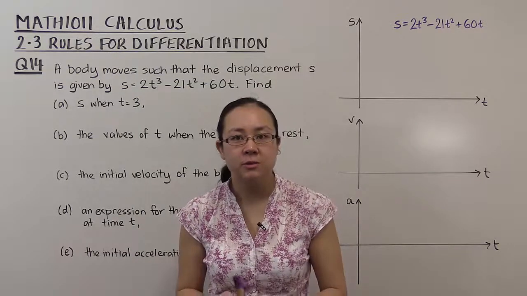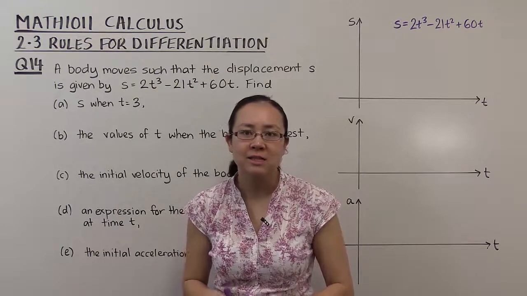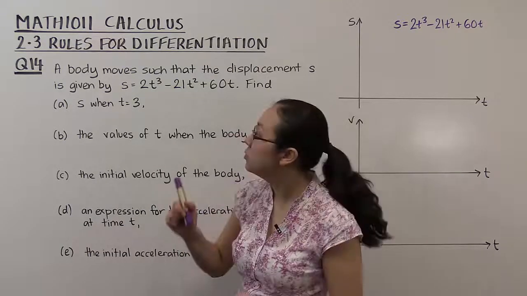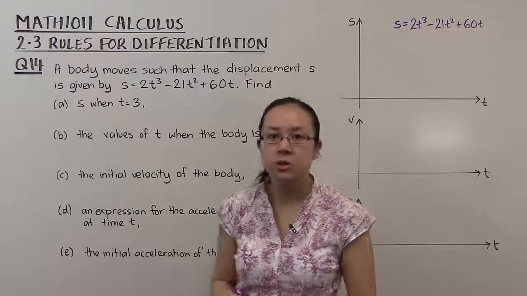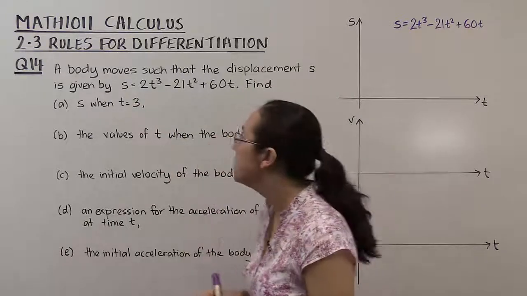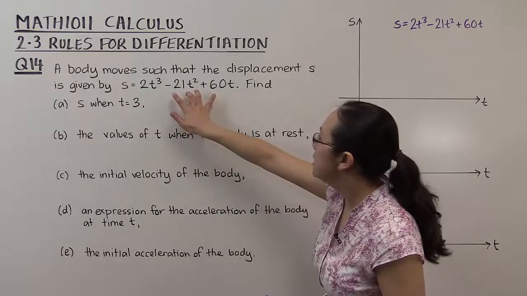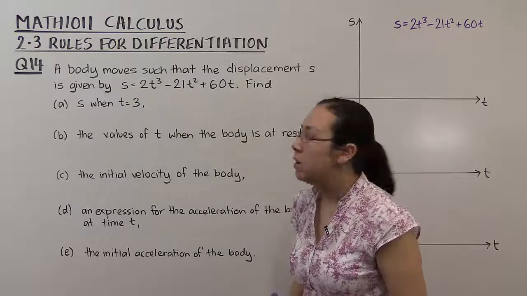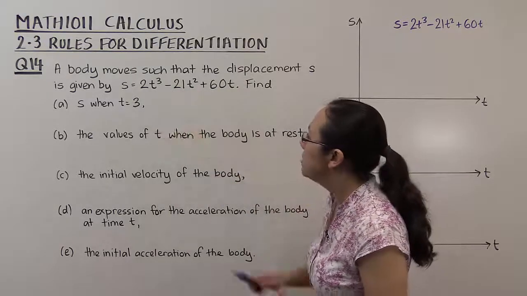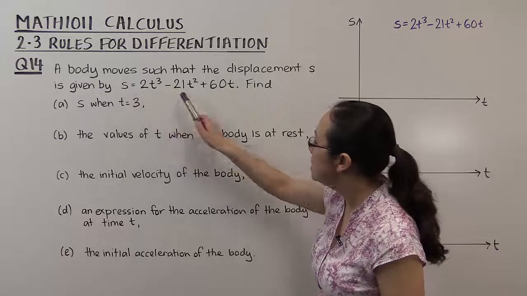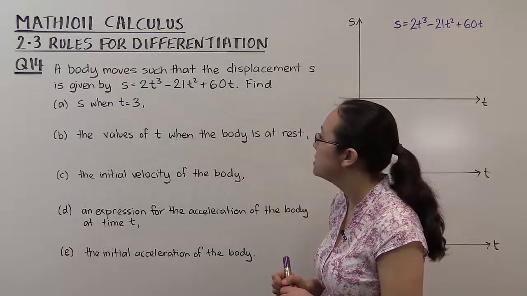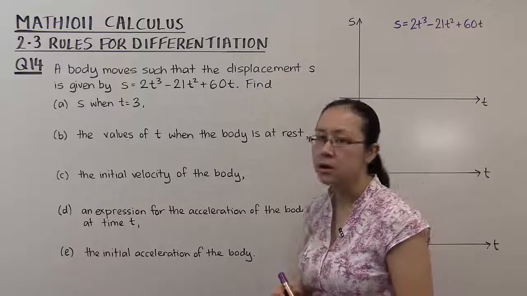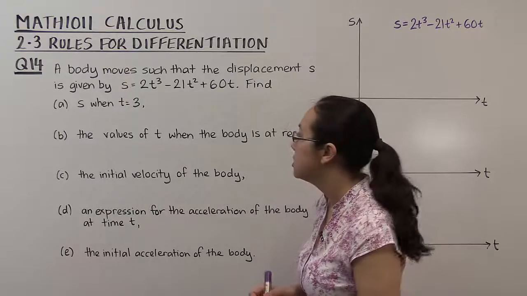Today I'm working through some of the questions from MATH1011 Calculus in the differentiation section 2.3. So starting with this motion question, question 14, which gives us the equation of the displacement of a body that's moving in one dimension. So we have s equals 2t cubed minus 21t squared plus 60t. Presumably where t is time.